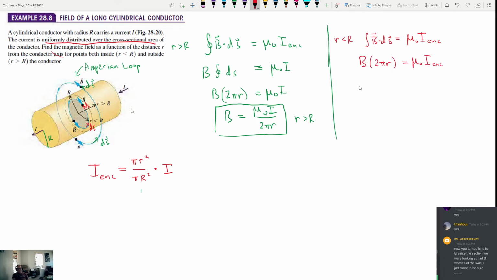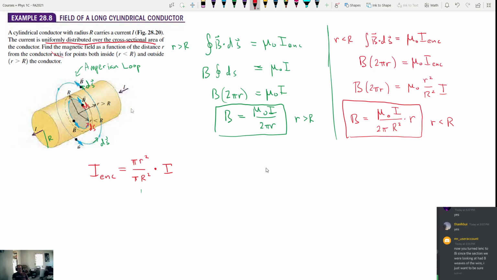So if we plug that into our equation here, we're going to have B times 2 pi r is equal to mu naught multiplied by the current enclosed, which is going to be little r squared divided by big R squared multiplied by I. Rearranging, we get that B is equal to mu naught times I divided by 2 pi times big R squared. Then we have to multiply by the only variable in this case, which is going to be r. And this is going to be the region where little r is less than big R.